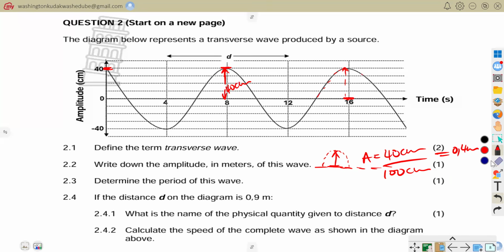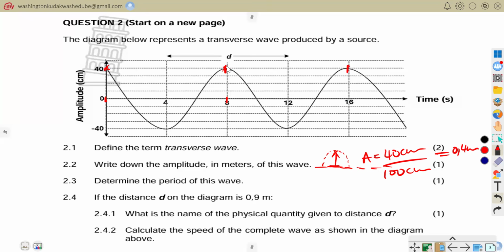Determine the period of this wave, given that our x-axis represents the time in which we are counting the movement of the wave. So we know that the time period is the time between two consecutive successive points in phase, or else the time to complete one wave. So it's either from here, from 0 up until there. That's a complete wave. That is from 0 to 8 seconds.